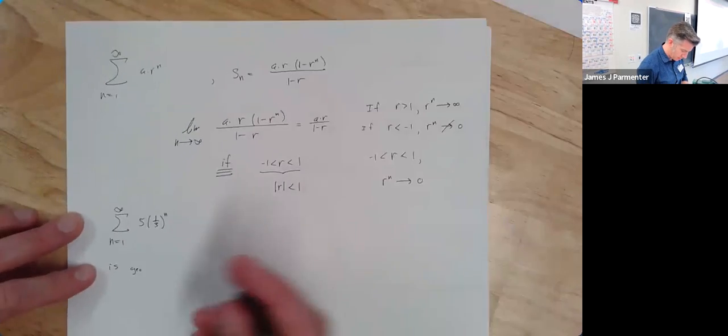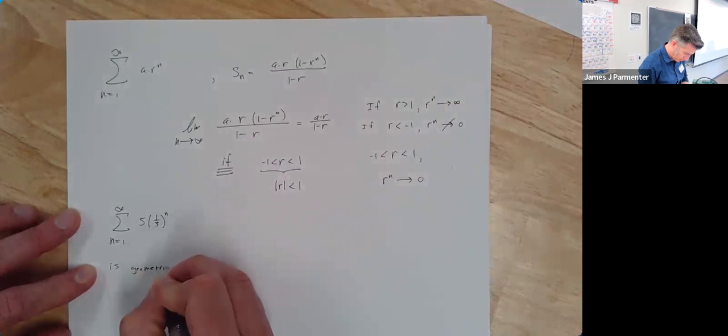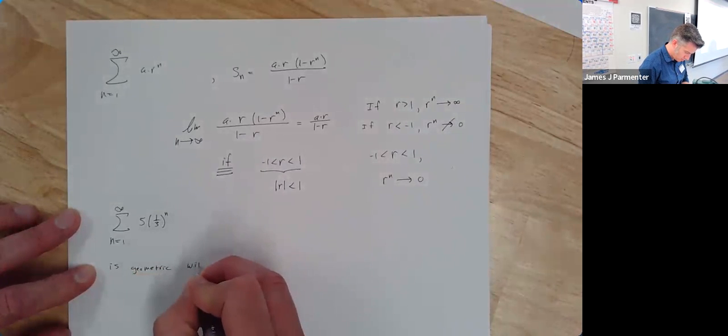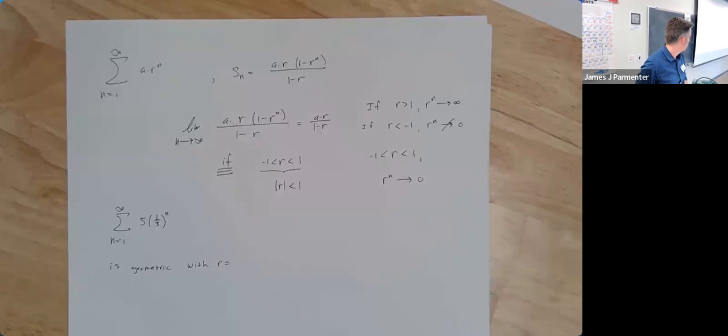And you all should be able to tell me what is my ratio. Everybody. You only got two choices, 5 or 1/3. It's definitely 1/3. The thing that's being raised to the nth power is always what your ratio is.